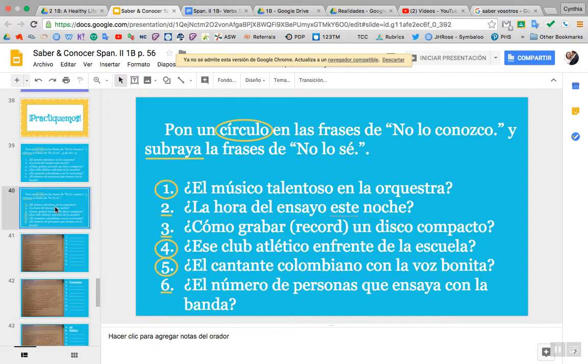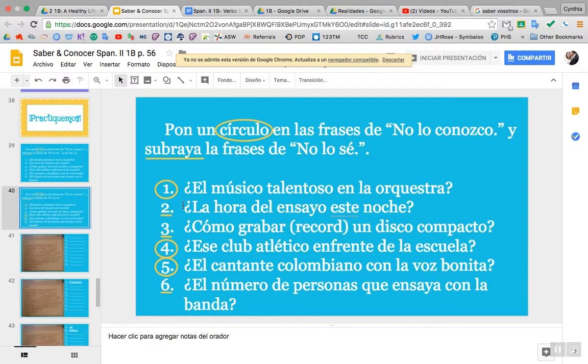In number 1, el músico talentoso de la orquesta. You would say, I don't know, using conocer, because it's not asking if you know who a talented person is, but do you know the talented musician? Not if there is one. Do you know that actual person?